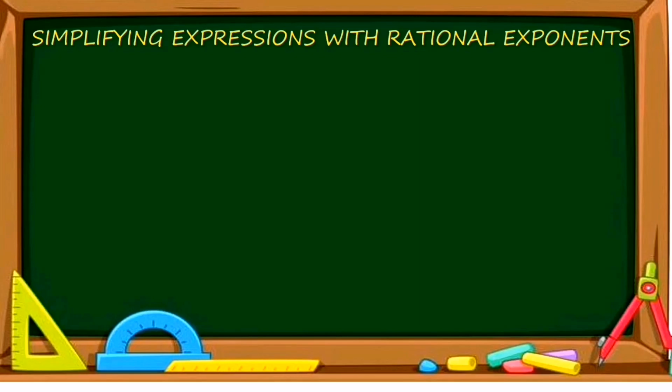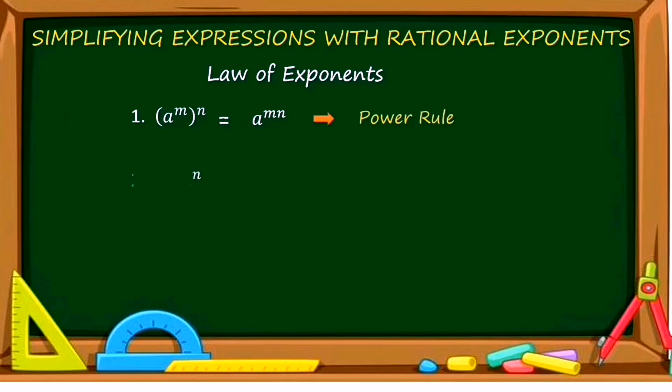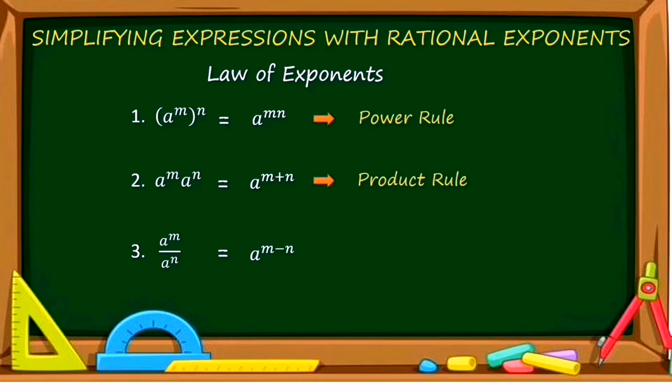To simplify expressions with rational exponents, we are guided with the following laws of exponents. Number 1, (a^m)^n is equal to a^(m times n), which is known as the power rule. Number 2, a^m times a^n is equal to a^(m plus n), which is known as the product rule. Number 3, a^m over a^n is equal to a^(m minus n), known as the quotient rule.